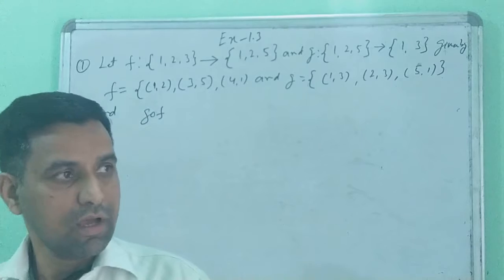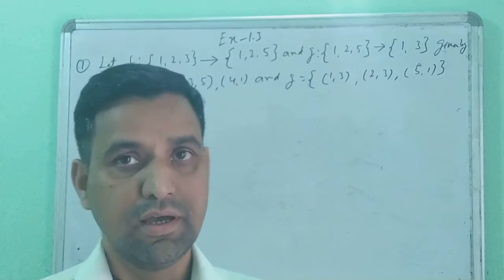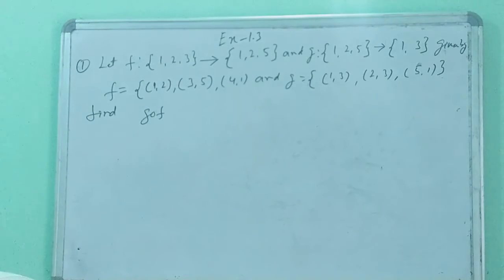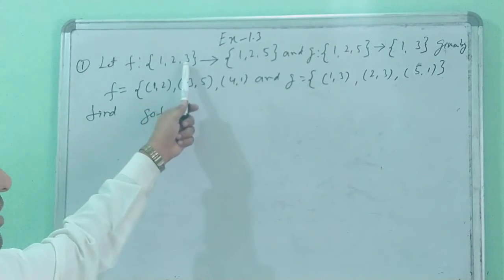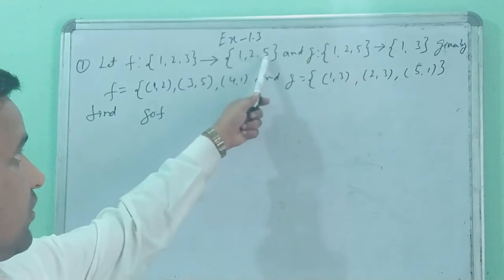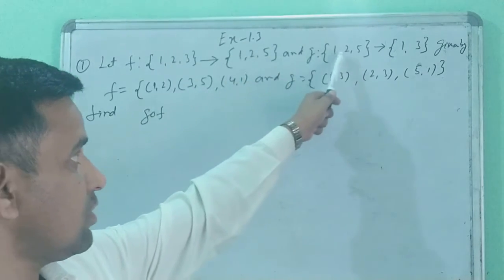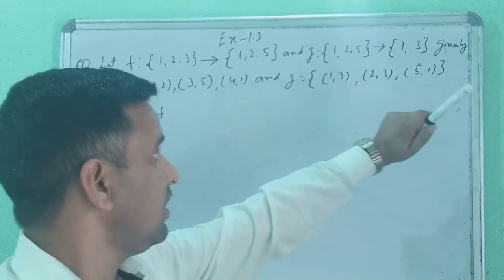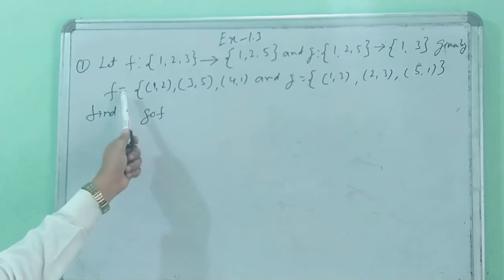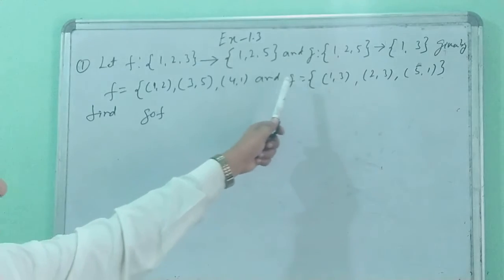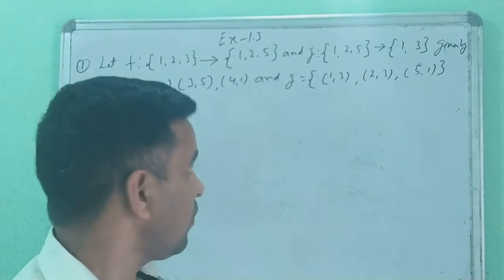Yes students, I am taking the first question of exercise 1.3 from the NCERT book. Function f has the relation 1 to 3, and function g has the relation 1 to 5. This is the relation of the function f, and this is the relation of the function g.